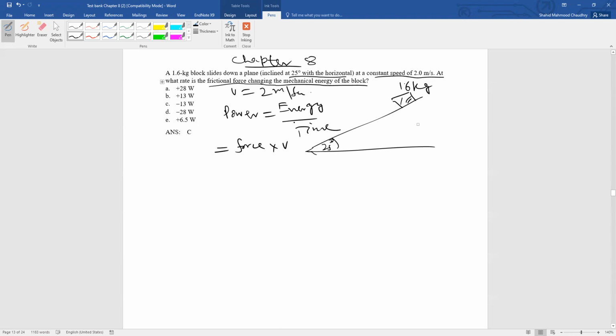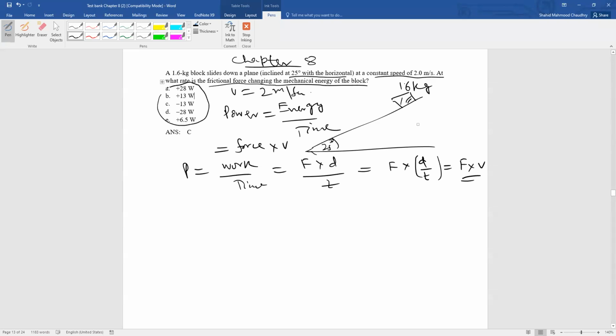How does this formula come? You know that power is equal to energy over time, or work done over time, the same thing. Work is force into distance, over time, and distance over t is v. So if we know the v value, we can find the other parameters. Actually we have to find the watt. Watt is the unit of power. So what will we do?